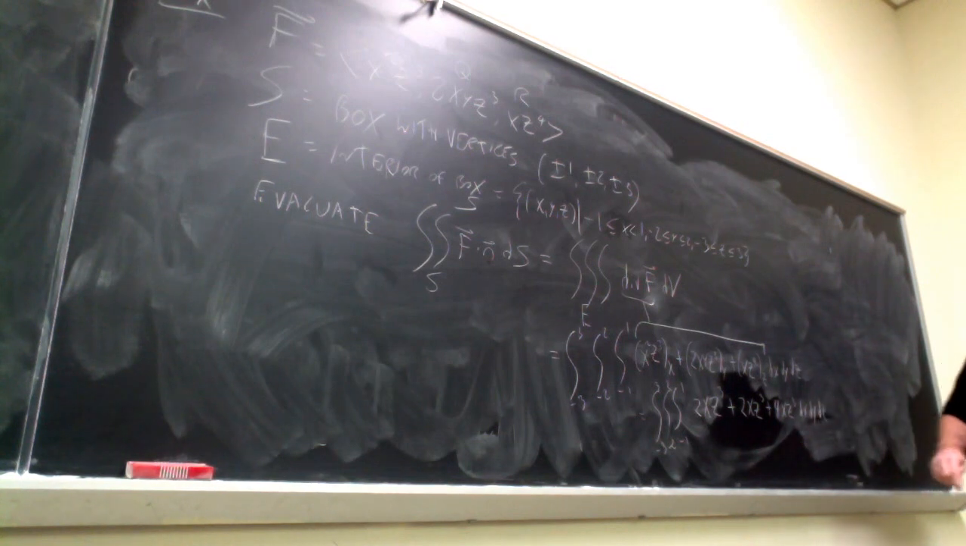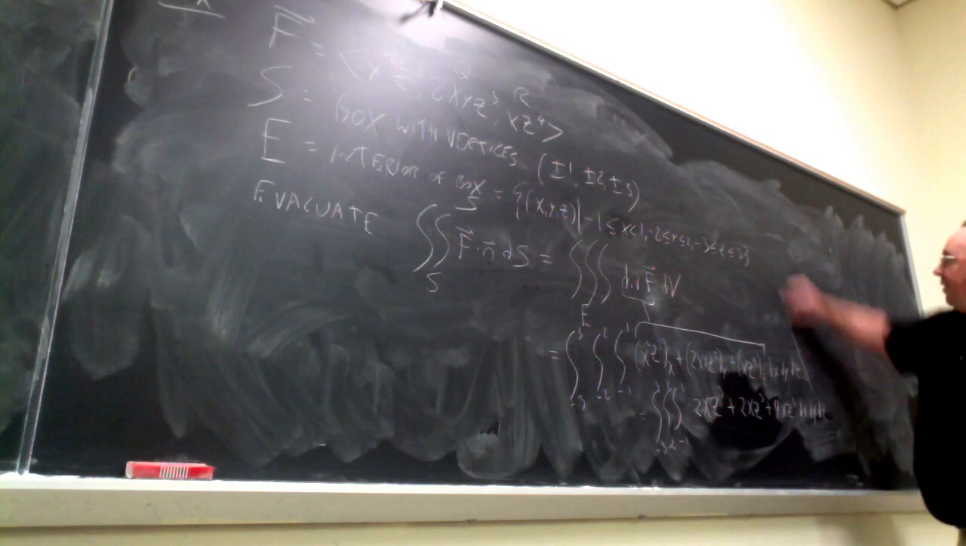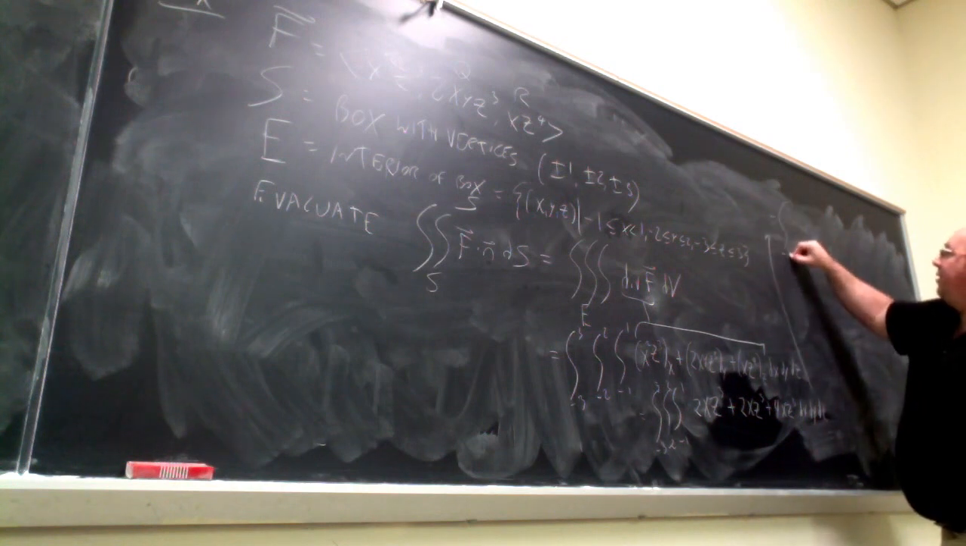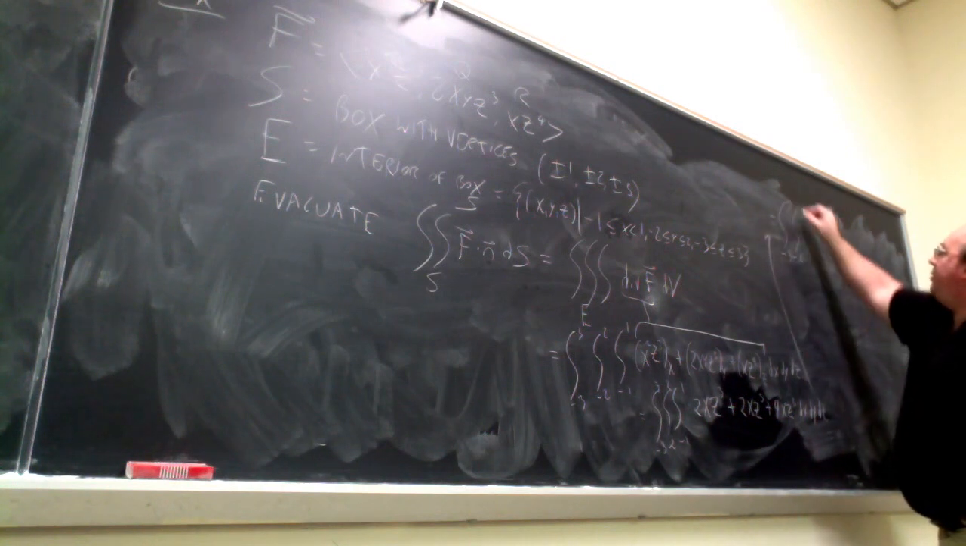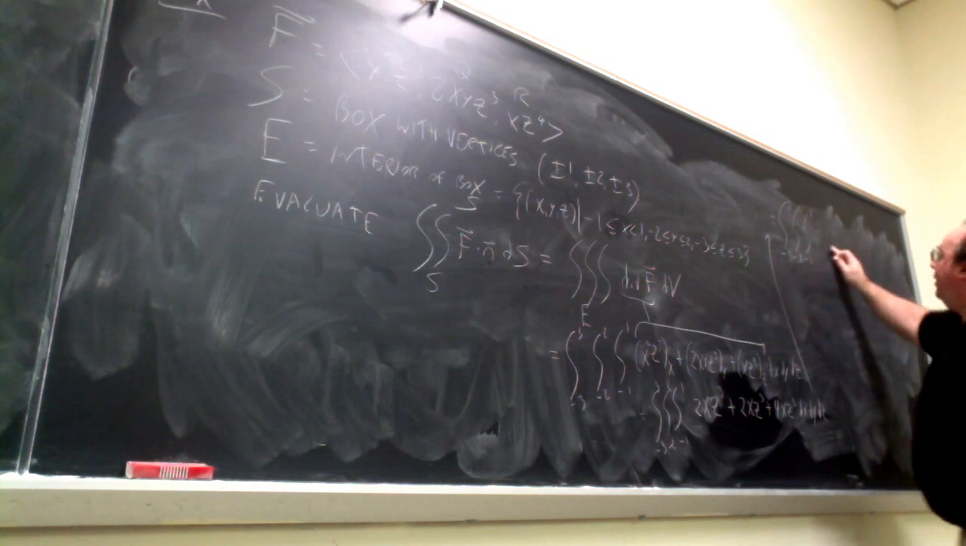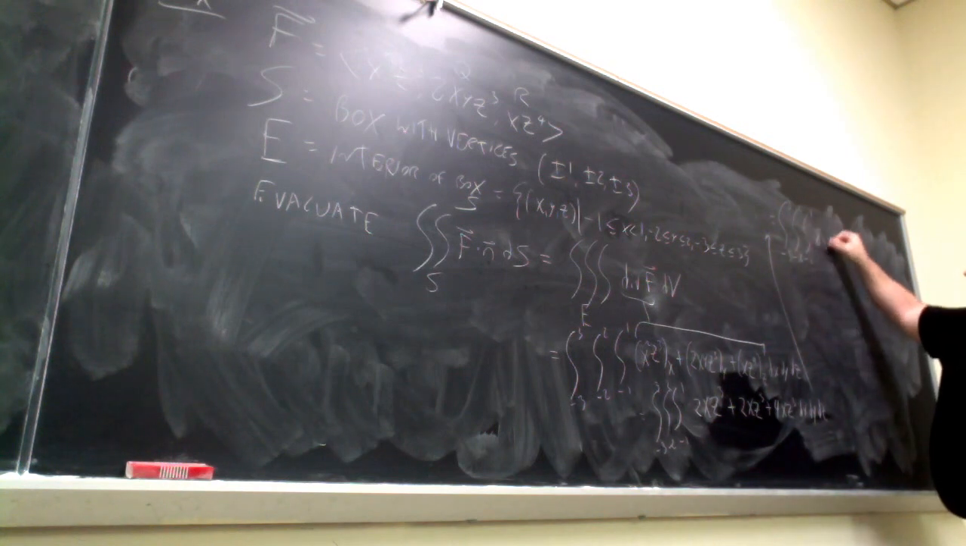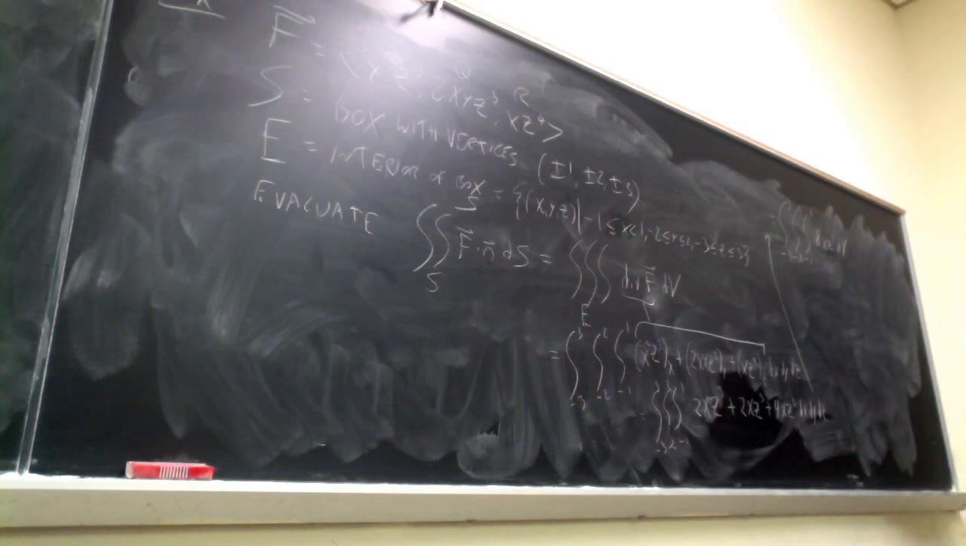Well, didn't that work out conveniently? That's what I get for picking problems out of textbooks. Not your textbook, but a different one. Yeah, all the terms, they're like terms. You can combine them. So we get 8xz cubed dV. I'm sorry, I'll write it with the limits involved, dx, dy, dz.